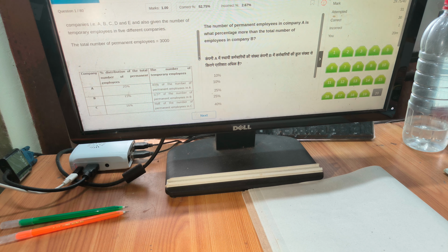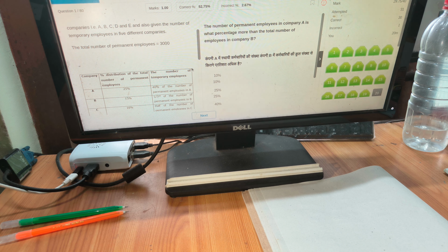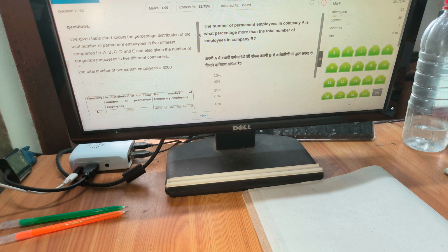In this video, I thought of sharing a method which I used to follow for these kinds of tabular DIs. It is a question from the RRB PO mock test of Guidely. So let's start. This DI is about the details of permanent employees and temporary employees of 5 different companies.